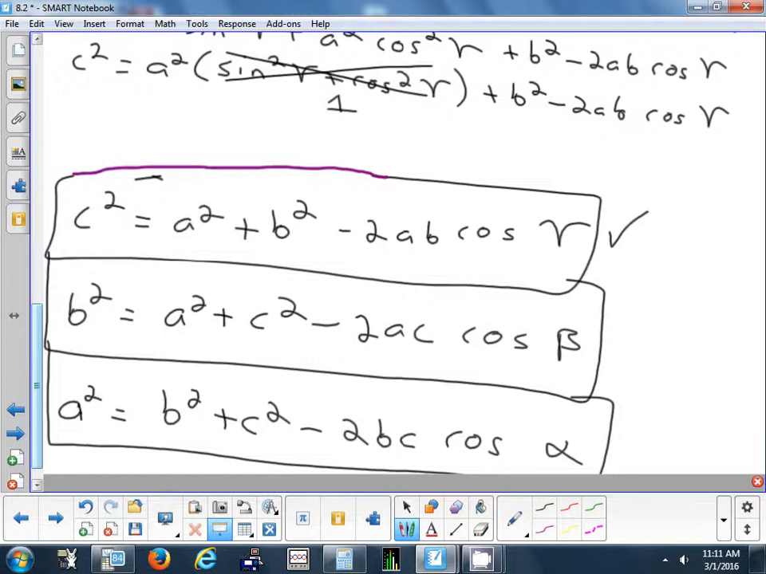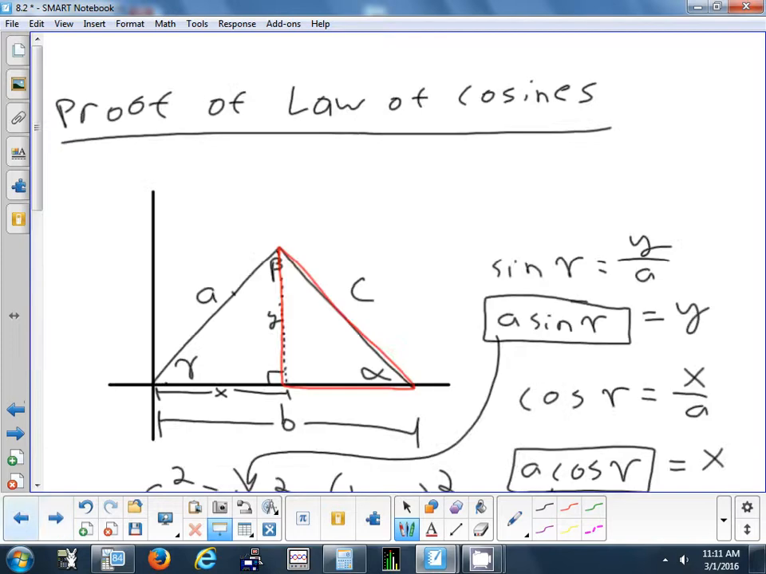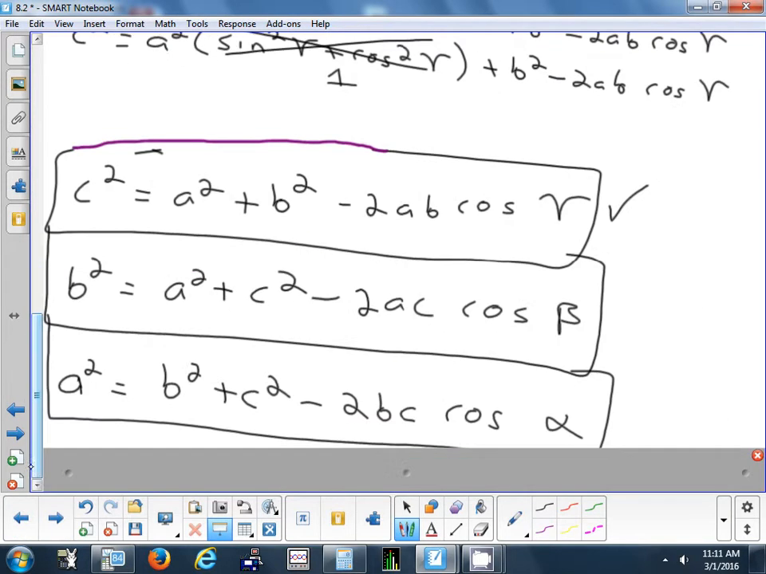So if we had, say, a and b, actually like this one, we have a, we have b, and we have gamma, we have to use the law of cosines that has gamma. So you'd have to use the first version. If you tried to use the second version, what's going to happen? You know a and you know b, but you don't know c, and you don't know beta. You're going to have two things you don't know.